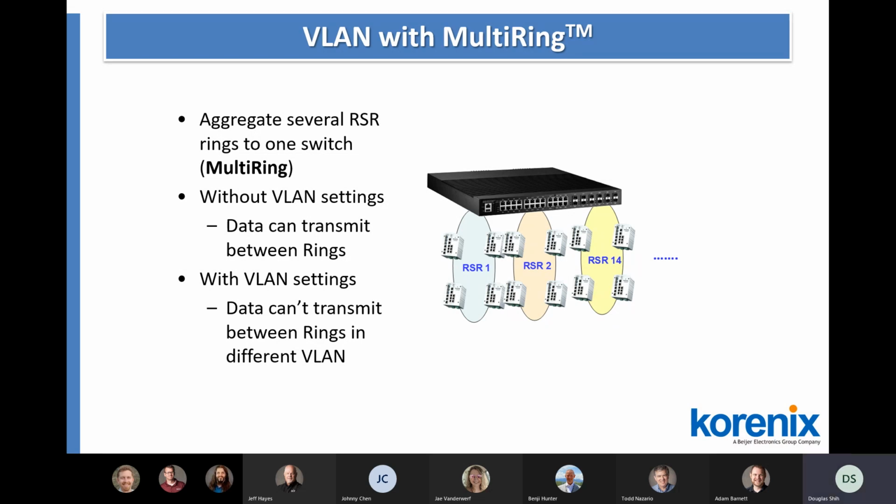If we use the multi-ring without the VLAN settings, the traffic between the different rings can reach each other, so the traffic will go through every ring in the switch. But if we bind the VLAN settings with the ISR, the traffic will only stay on its own ring, so the traffic will not flood every ring. We can use that to simplify the traffic.